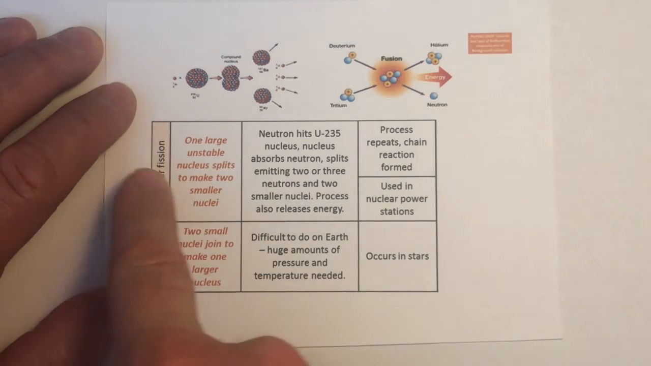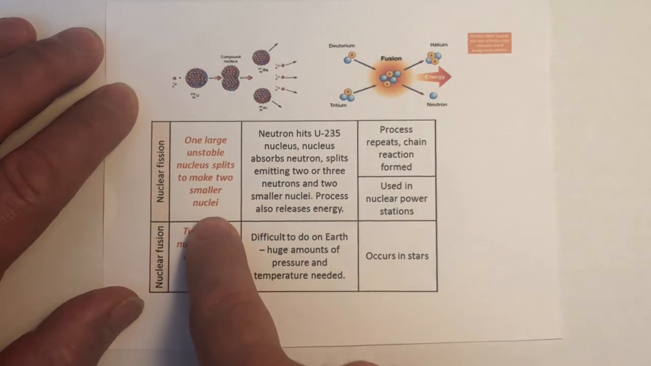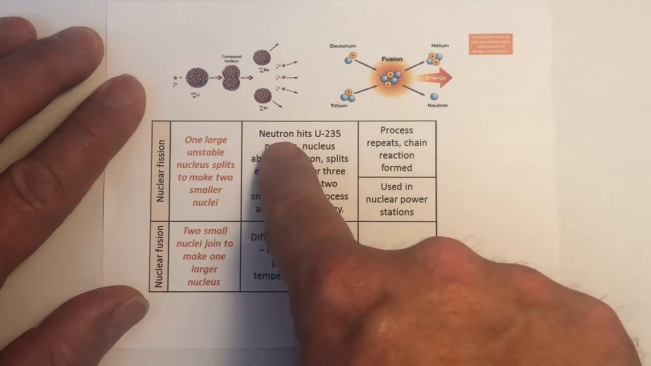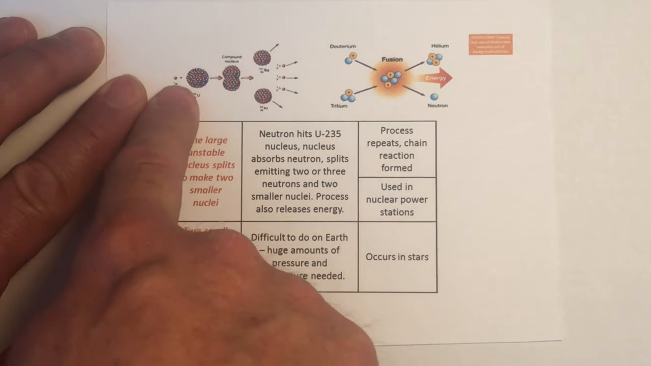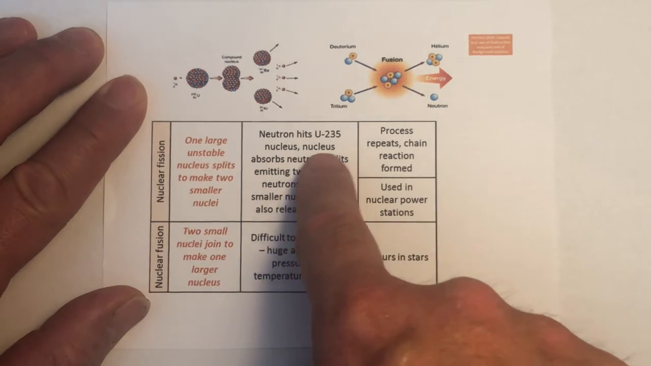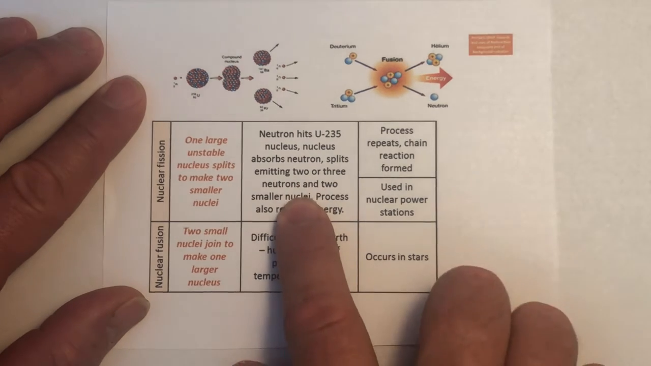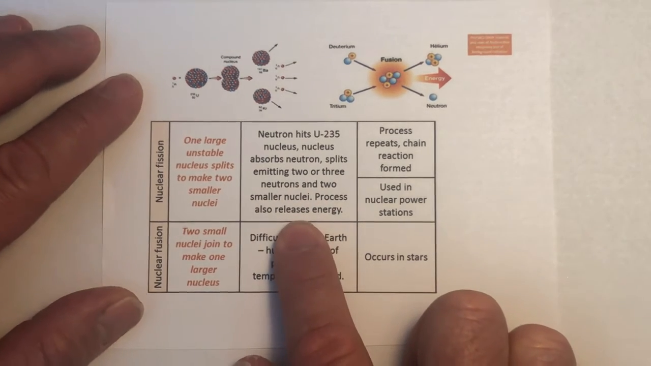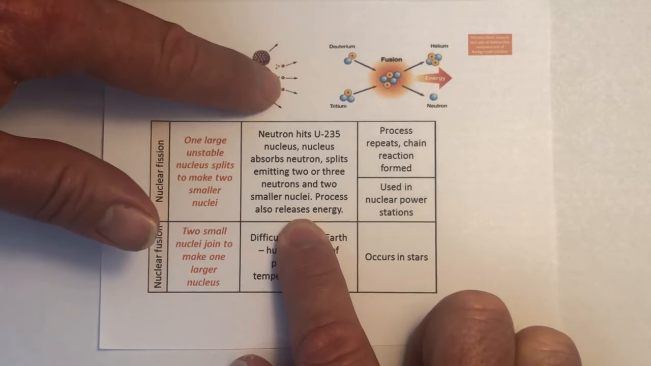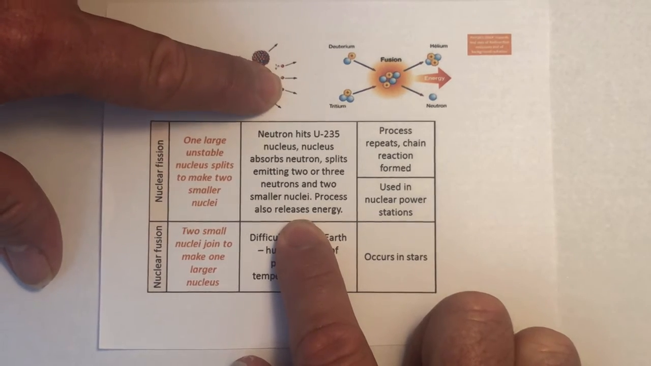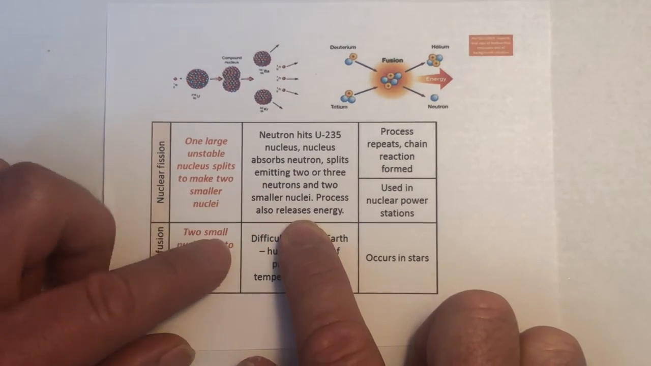So, nuclear fission. One large unstable nucleus splits to make two smaller nuclei. A neutron hits uranium-235 here. The nucleus absorbs the neutron and splits, emitting 2 or 3 neutrons and 2 smaller nuclei. So that splits, 2 smaller nuclei come off, and it can be 2 or 3 neutrons that are then given off. In that process, energy is also released.